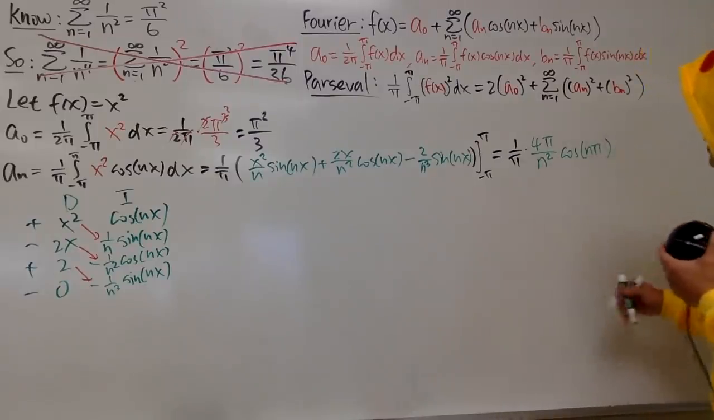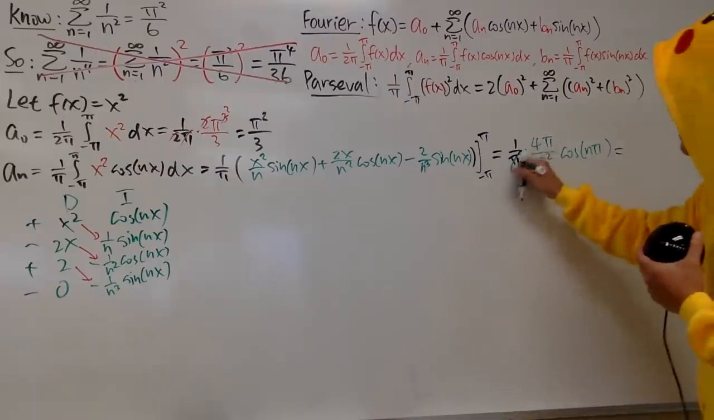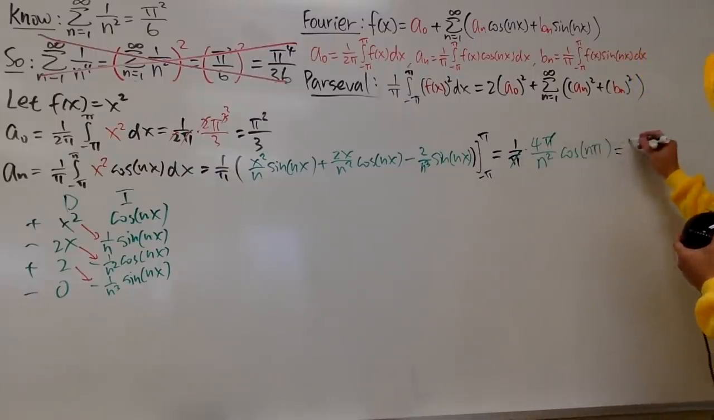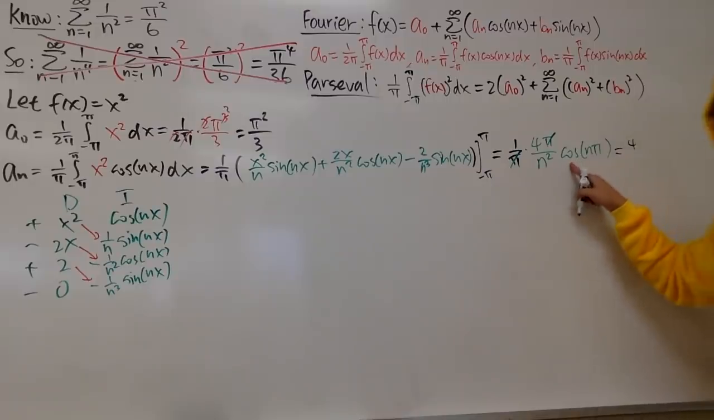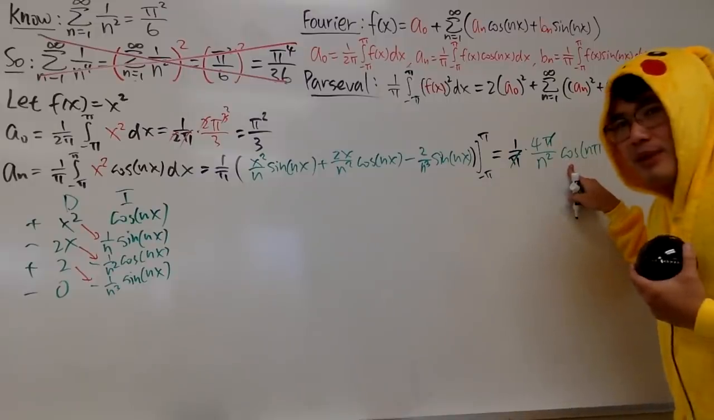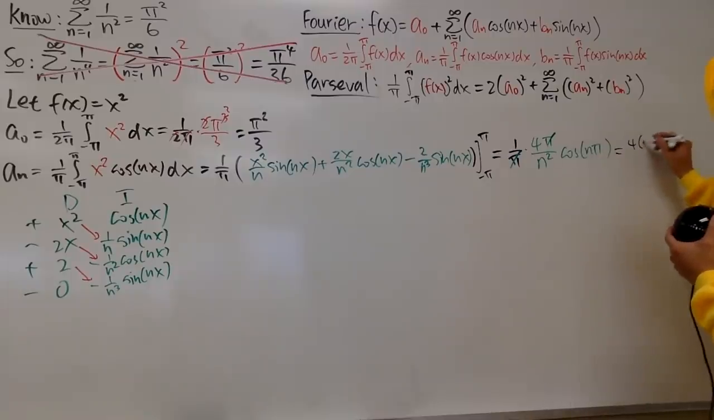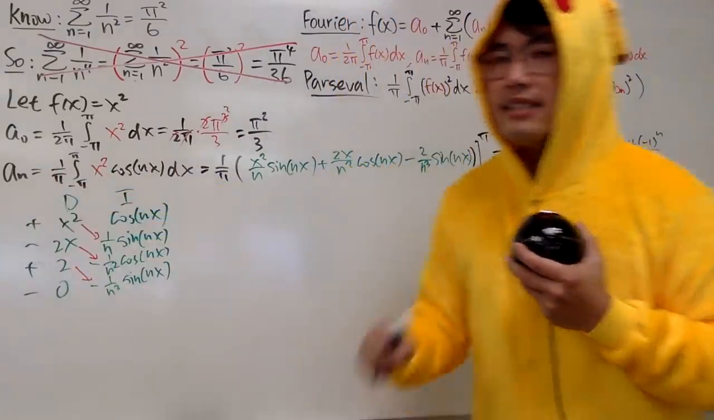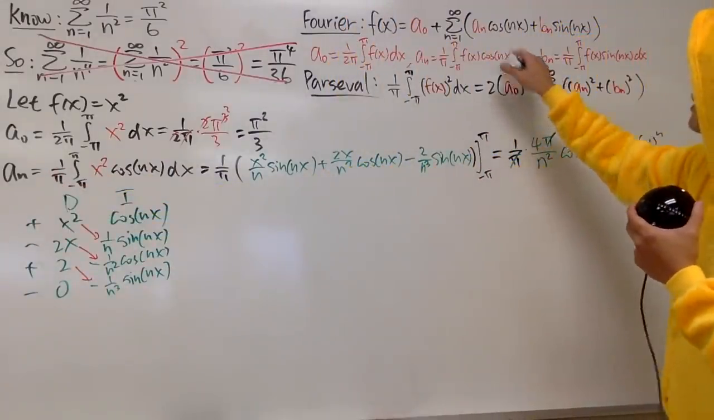And of course, we can simplify this a little bit. Cancel all the pi. Like, why not? And here we will just have 4. And if you would like, this might be bothering you, but it's okay. Because this right here is actually just negative 1 to the nth power over n squared. And in our an situation, n starts with 1 because this right here says so.